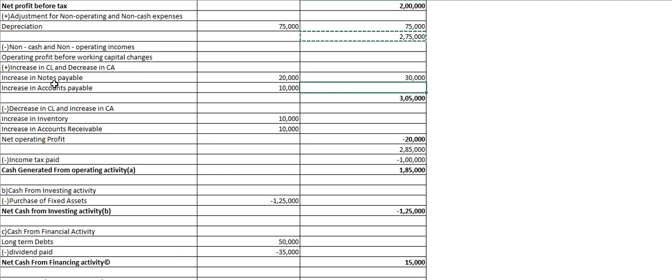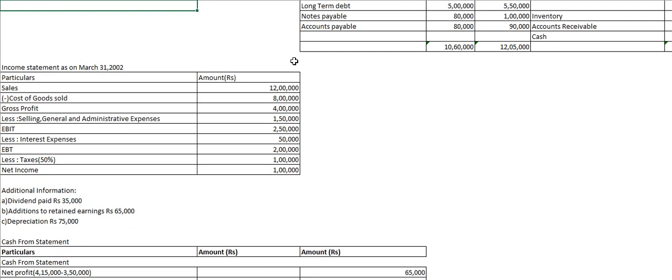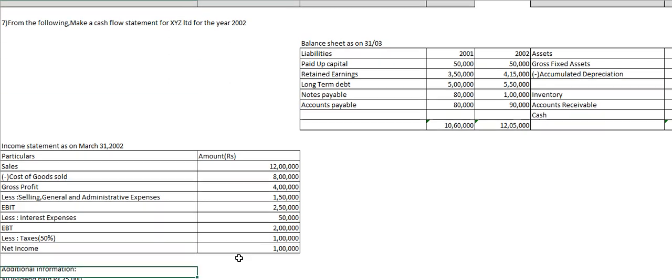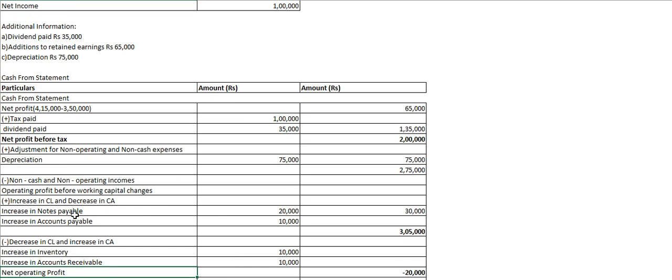So 2,75,000. So add increase in current liabilities and decrease in current asset. As I have told you all earlier, when you see increase in current liability and decrease in current asset, you first see your current liability, whether it has increased or not. If it has increased, I will take it. So if you see in the question, notes payable and accounts payable only have increased, so you will add it. So increase in notes payable, increase in accounts payable, the balance figure, the opening minus closing, which you get 20,000 plus 10,000, which is total of 30,000.